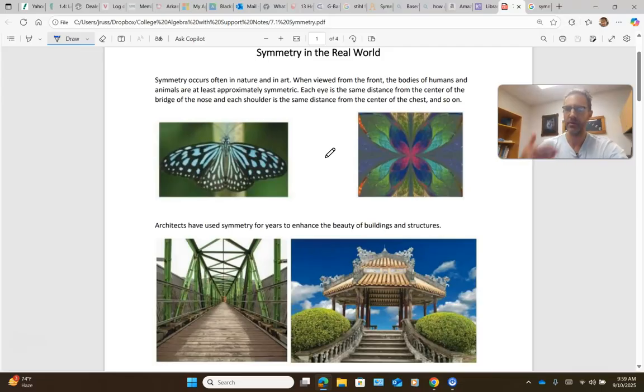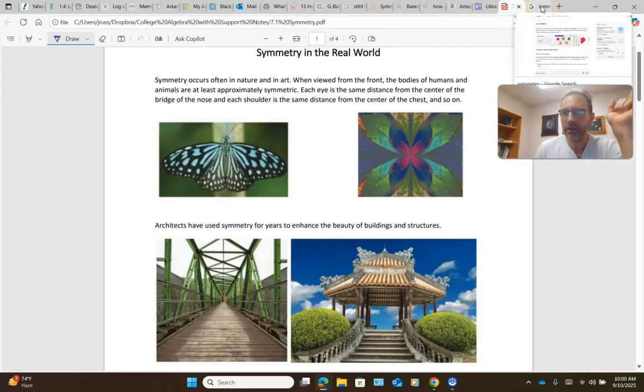So, for example, my body, if I do, I think it's called a transverse cut of my body, then I'll end up with two essentially equal or mirror parts, right? I have two hands, I have two arms, I have two legs, two feet, I have two ears, two eyes, okay.